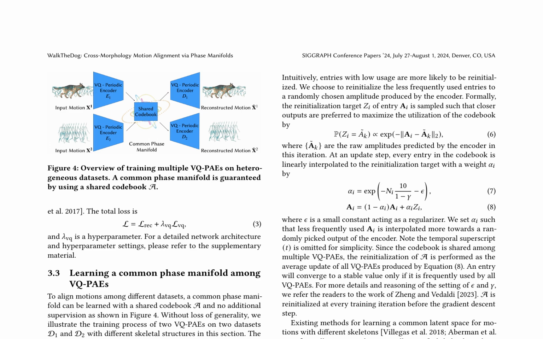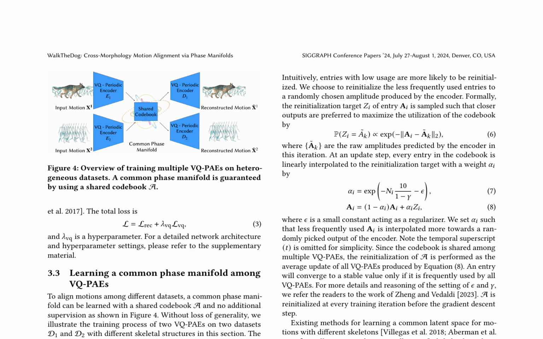This method involves training multiple vector quantized periodic autoencoders, VQPAEs, on diverse datasets, ensuring a common phase manifold by utilizing a shared codebook A. The total loss function is a combination of reconstruction loss and vector quantization loss, with a hyperparameter lambda VQ to balance the two terms. To align motions among different datasets, the authors learn a common phase manifold among VQPAEs without additional supervision.